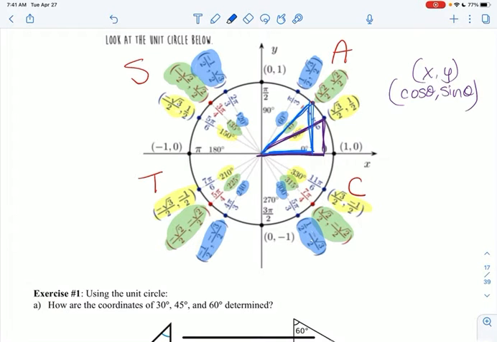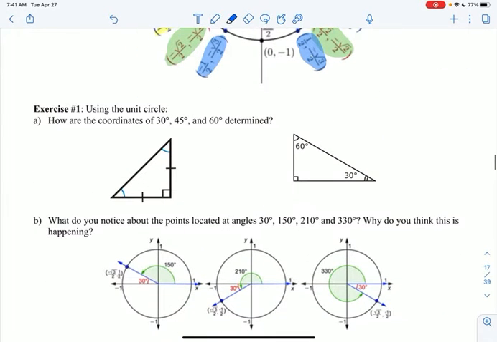So the degrees are there, the radians are there, and then you can see how those are all the same, and all that's happening is that the signs are changing. So if you know the rules for the 30 and 45 and 60, then you're all set. All right, using the unit circle, how are the coordinates of 30, 45, and 60 determined?